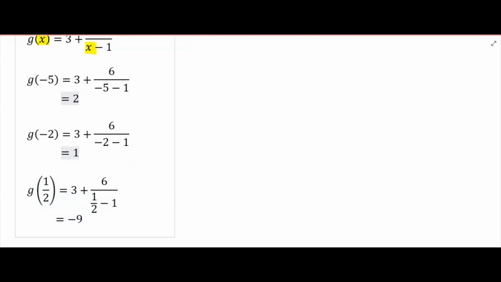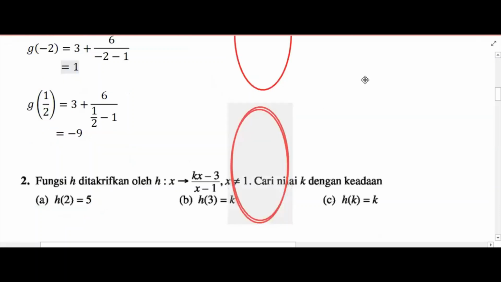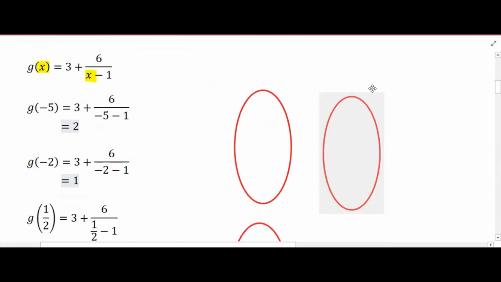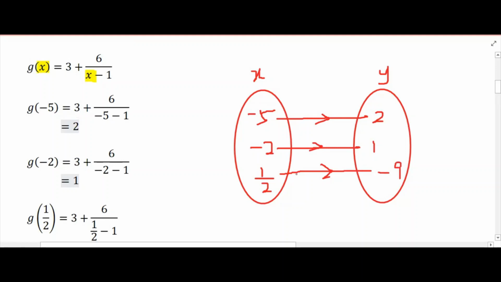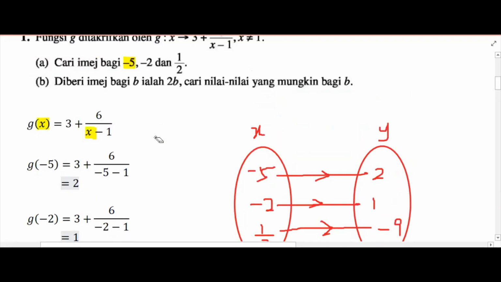Maksud dia macam ni. I draw the diagram for you, so you can easily see. Contoh, we got x, and then we got y. So this x is the object, this is y, the image. X is domain, y is codomain. Part 1 explained already. So when x is -5, my answer is 2. When x is -2, my answer is 1. When x is 1 over 2, my answer is -9. Inilah dia punya hubungan. So what is this? This is 1 to 1. 1 kepada 1.